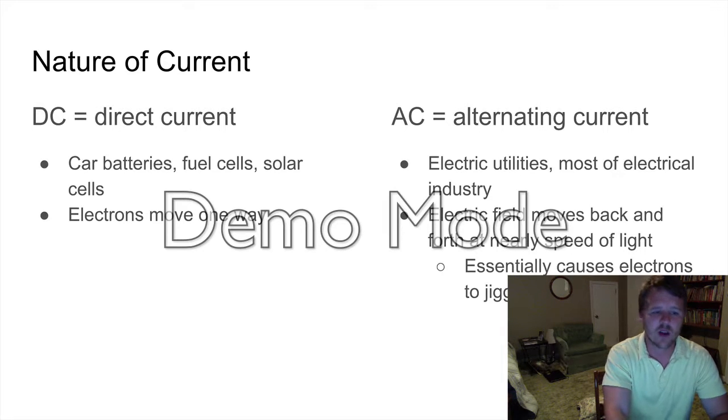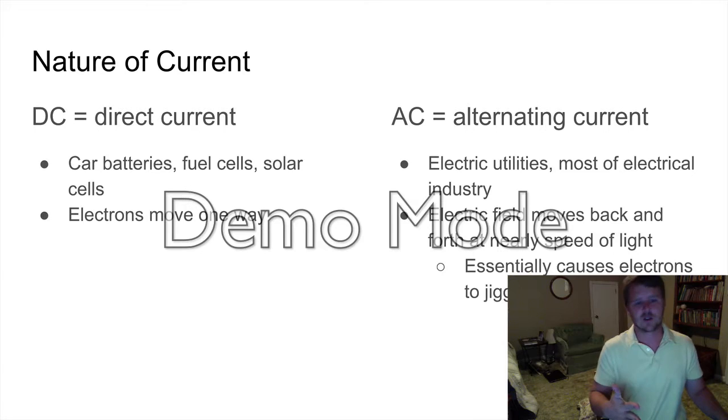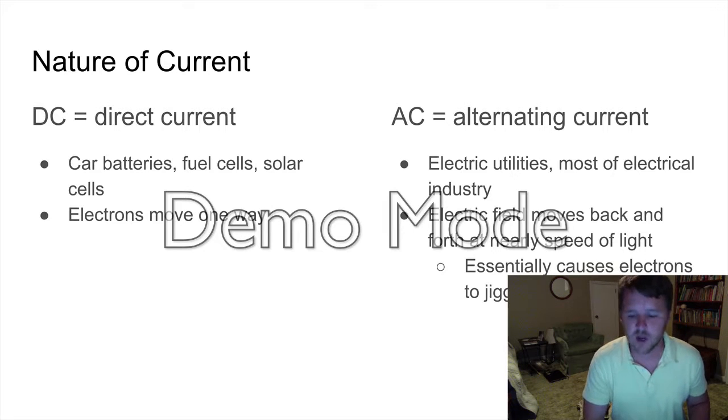So remember that car batteries, fuel cells, and solar cells use direct current, and AC is used by most of the electrical industry and electric utilities. Now, one neat thing is that DC is used to power landline telephones.